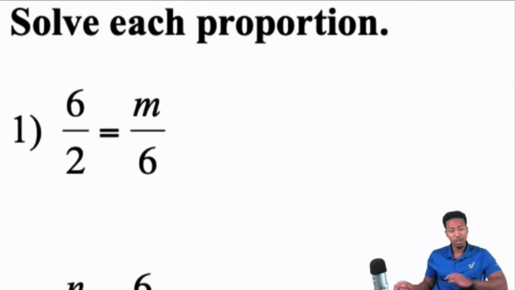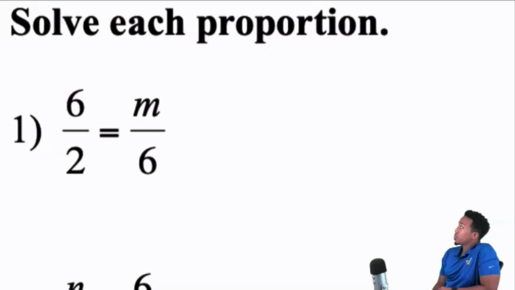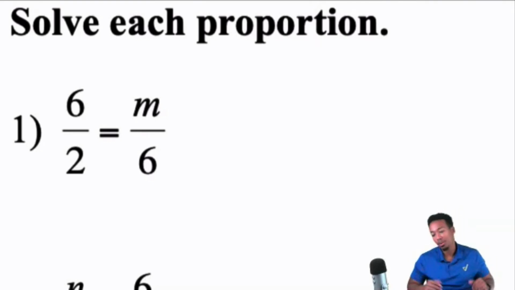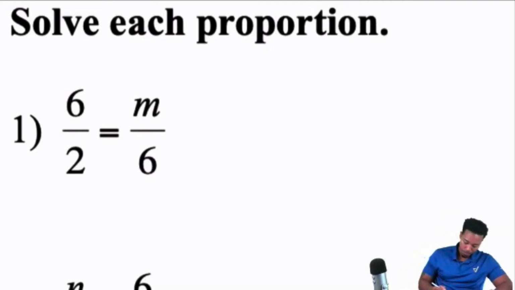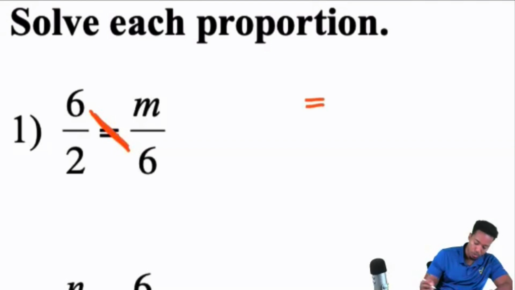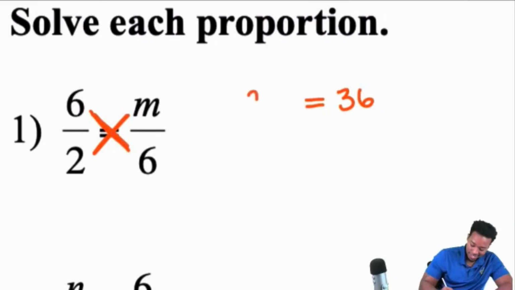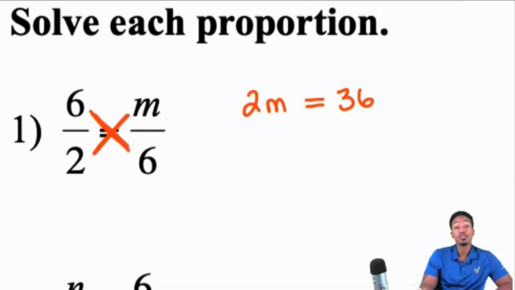All right, so number one here, we've got 6/2 equals m/6. Let me show you the original method. Then we're going to start using some shortcut rules if we can apply them, if it's convenient. So if we cross multiply, everybody, 6 times 6 is what? 36. And then 2 times m? Correct, that's going to be 2m. So we have 2m equals 36.